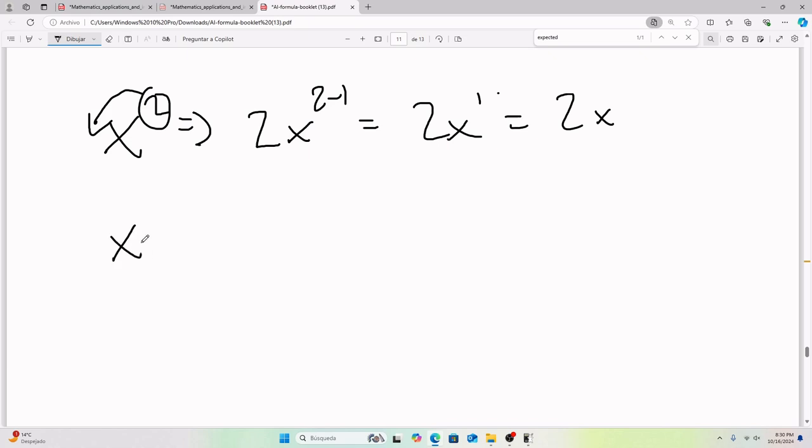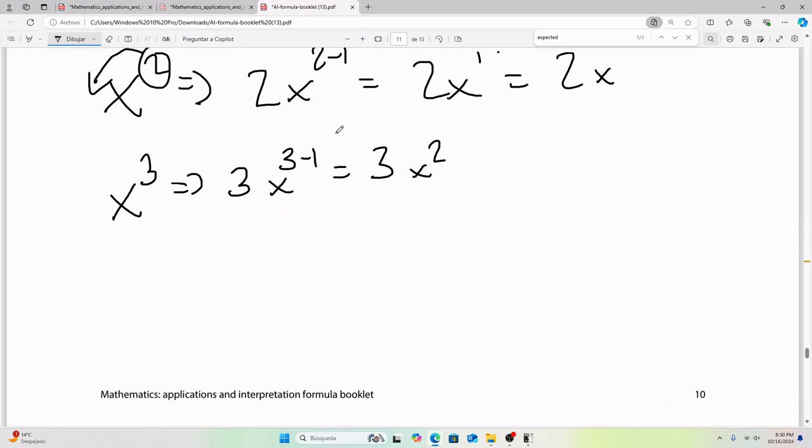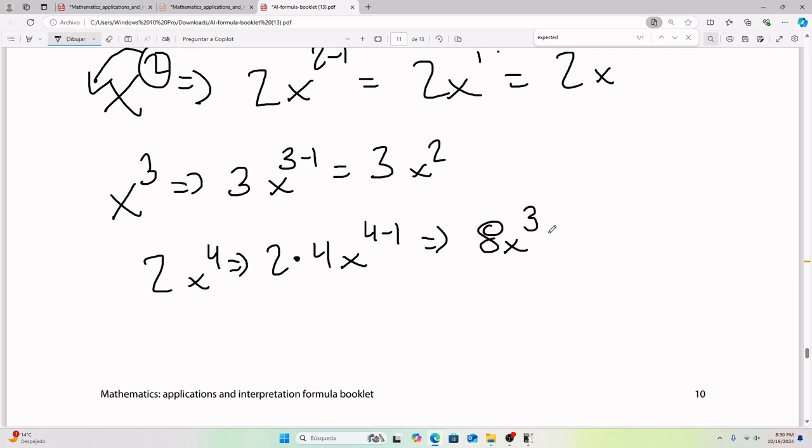Let's do another example. Let's say you have x to the power of 3. That means you end up with 3x to the power of 3 minus 1 equals 3x squared. And the last example I'm going to give you is actually 2 more. Imagine we have 2 times x to the power of 4. So that means I end up with 2 times 4 times x to the power of 4 minus 1. So that means I end up with 8x to the power of 3.